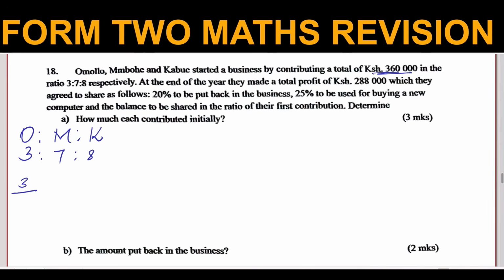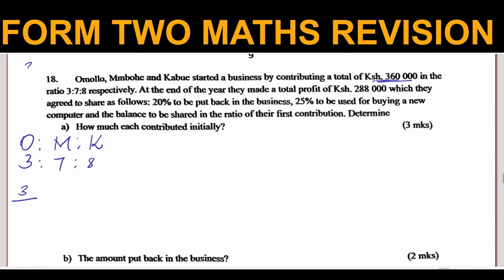You get the sum of the ratios. So the sum of the ratio will be 3 plus 7 plus 8, which will be 18. So Omolo's fraction will be 3 divided by the total ratio 18, and then for Mbohe it will be 7 divided by 18, and then Kabue will be 8 divided by 18. So that is the fraction contributed by each.